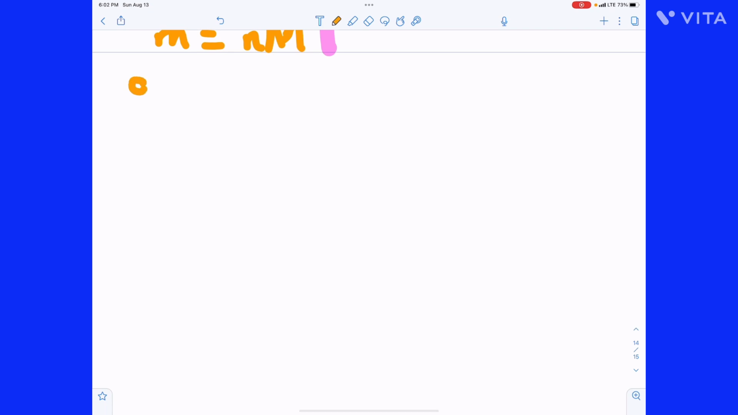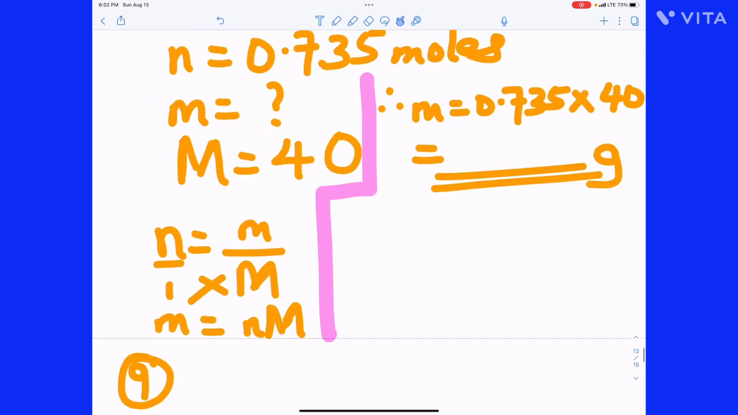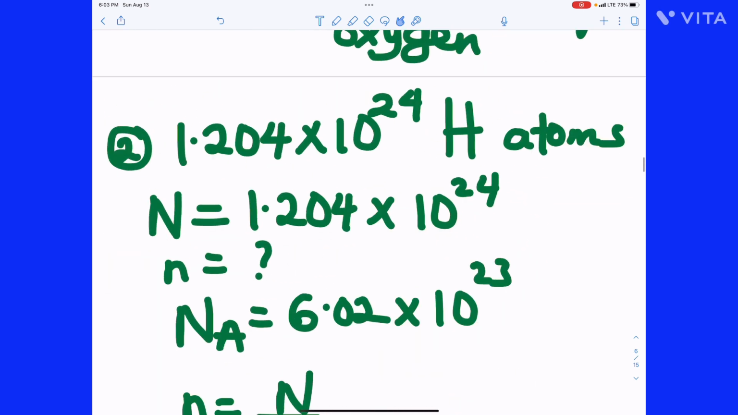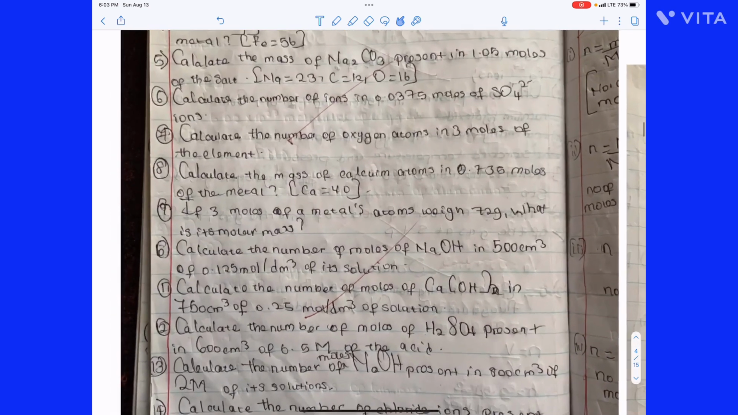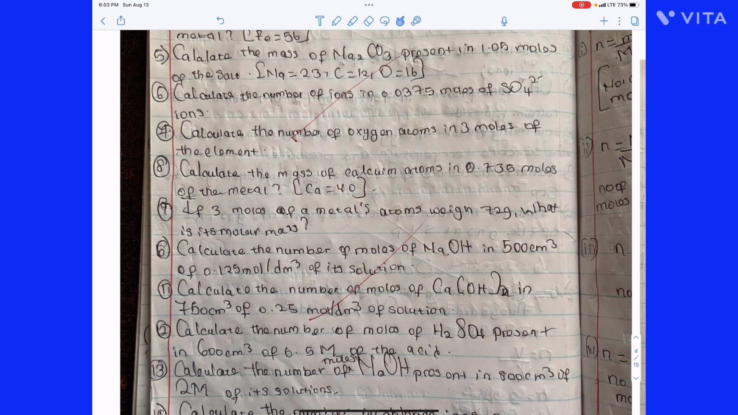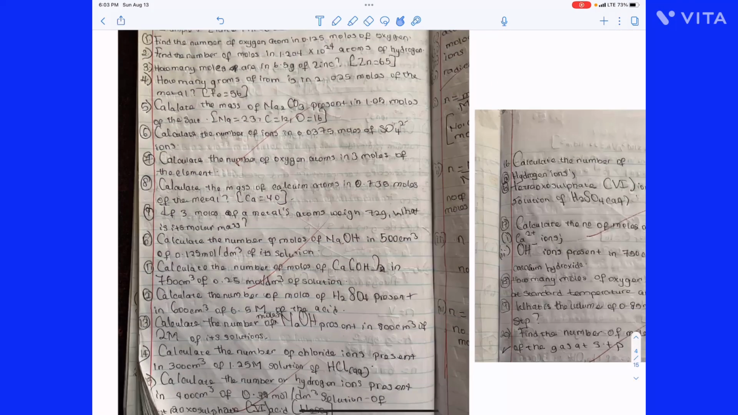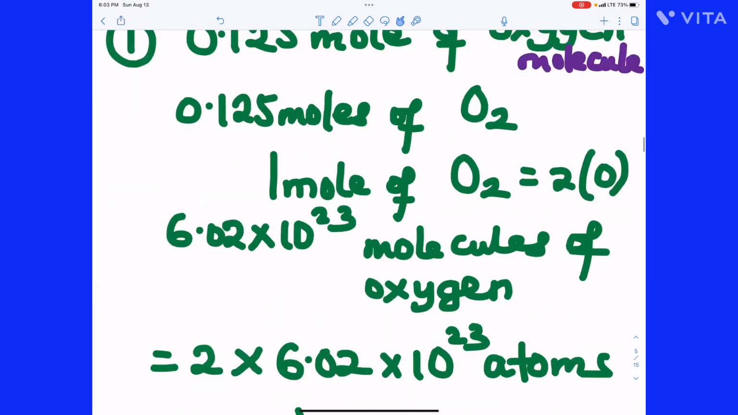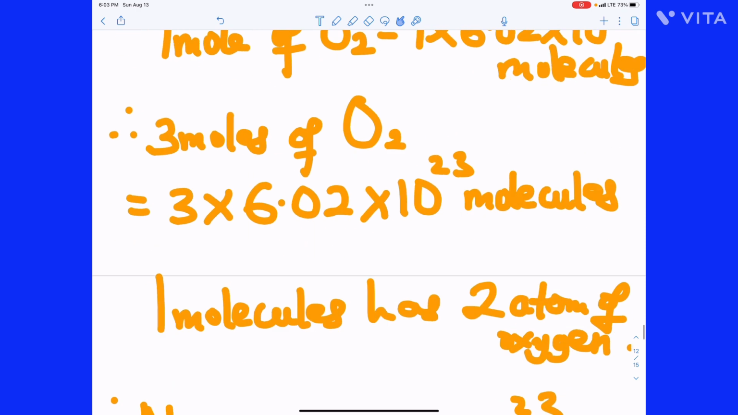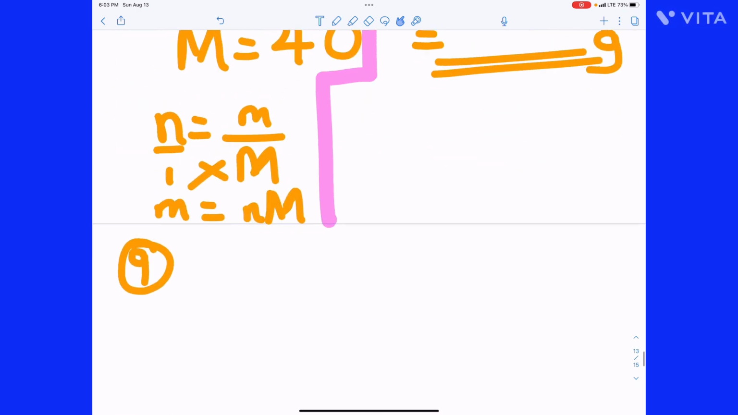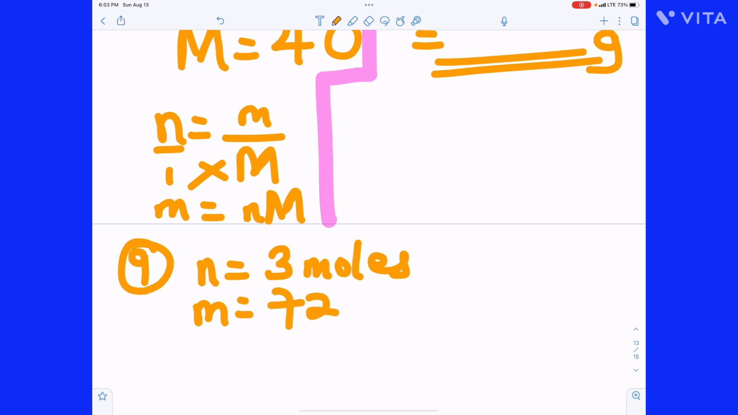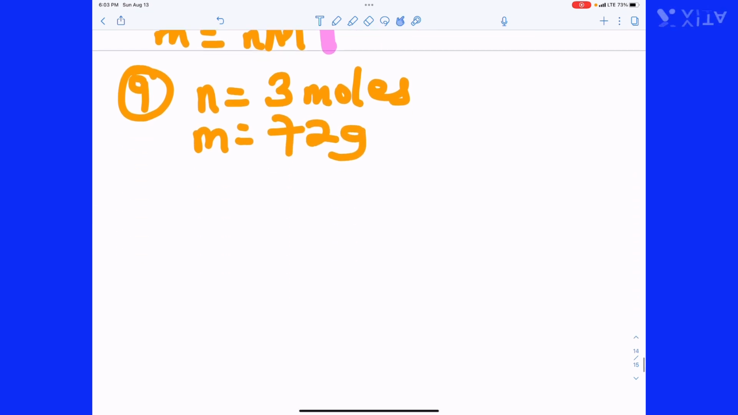Let's take 2 more. 10 is okay for this round. We'll take a few more in the next video. Let's just take 2 more quickly. Number 9 says, if 3 moles of a metal's atom weigh 72 grams, what is its molar mass? Molar mass is the mass of 1 mole. So 3 moles weigh 72 grams. So number of moles is 3, and the reacting mass is 72 grams. The total mass of those 3 moles is 72 grams.